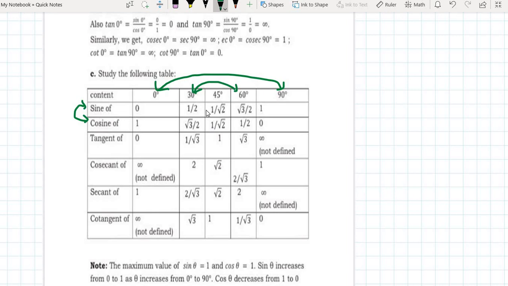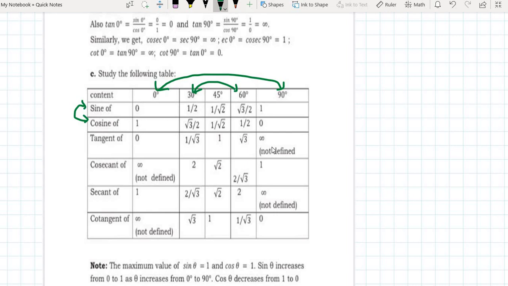Tan 45, that is 1 by root 2 by 1 by root 2, get cancelled. So tan 45 is 1. Similarly, tan 60, that is root 3 by 2 divide by 1 by 2. 1 by 2 get cancelled. The remaining value is root 3. So tan 60 is root 3.